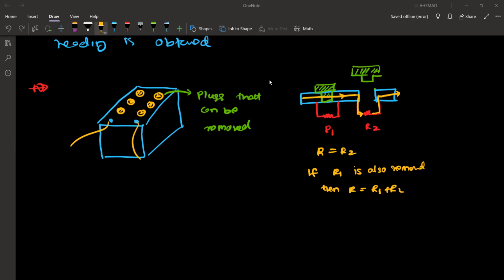If you remove the plug, now the current is forced to go through this resistor. So what is the resistance now? According to this diagram, the resistance is R2. Let's say you remove this plug also. If you remove this plug too, then the resistors R1 and R2 come in series. So the equivalent resistance becomes R1 plus R2. You plug in this plug and remove only this one. Then the resistance is R1. Is it clear, Saja?